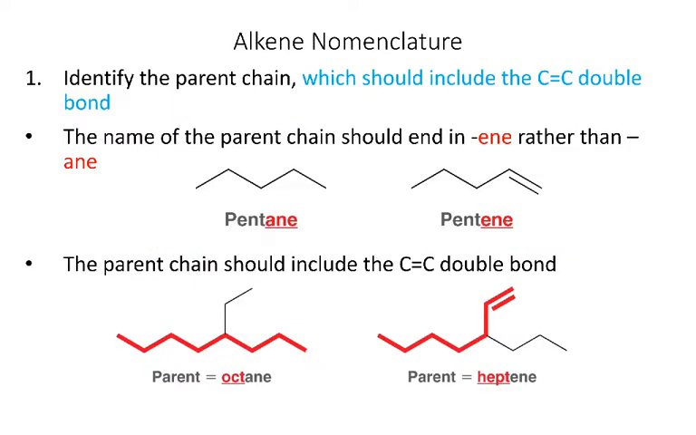If we look at a couple examples, when we're naming alkenes, the end of the parent chain gets changed from -ane. In an alkane, this would be pentane. In an alkene, we change the suffix to -ene, so a 5-carbon alkene would be pentene. Now, when we're determining the parent chain, you can see in this case, our parent chain would be octane, because the longest chain we can make is 8. In this case, I can make a chain of 8, but it doesn't contain the carbon-carbon double bond. So we would have to name it as heptene: 1, 2, 3, 4, 5, 6, 7.